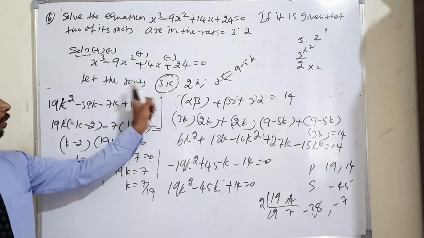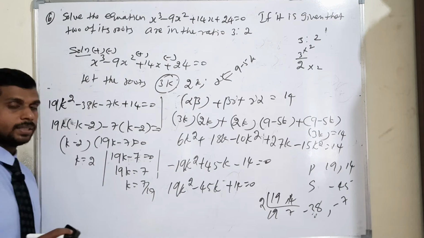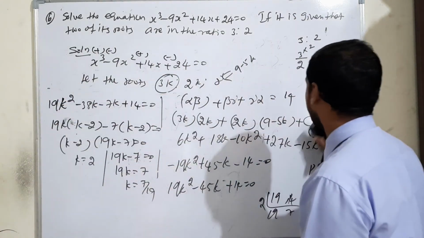Now we can apply one by one. Let the roots. So when k is equal to 2, what will happen? When k is equal to 7 by 19, what will happen? Okay.